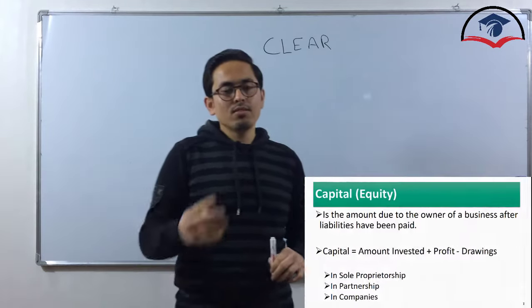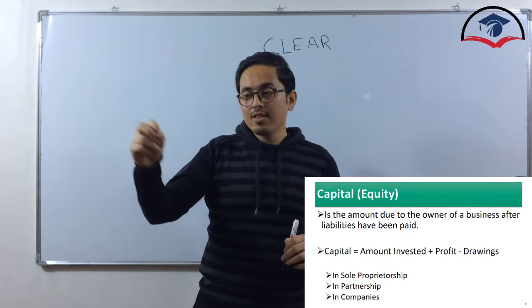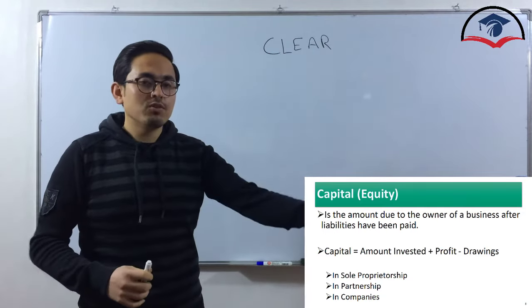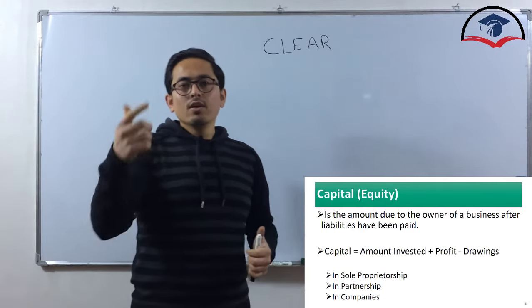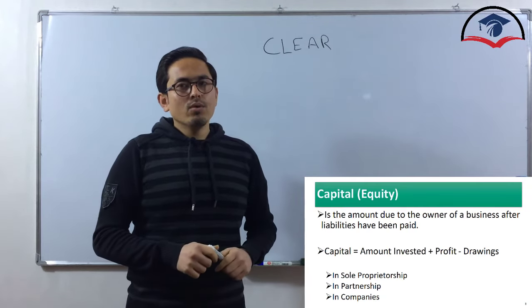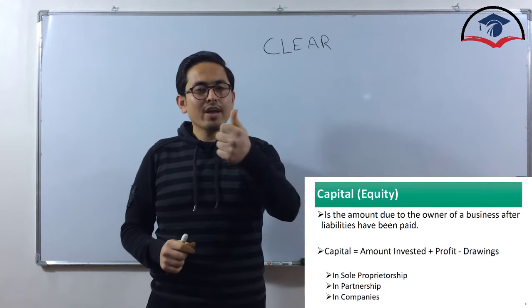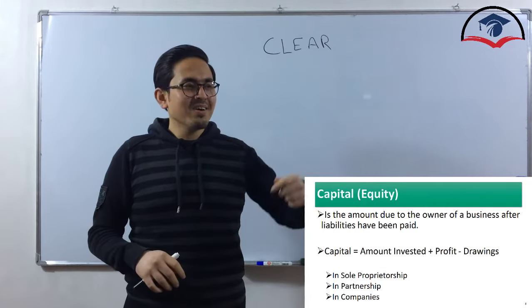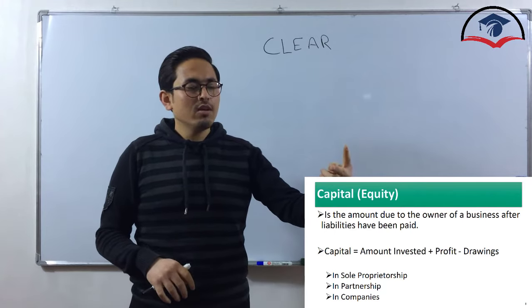Let's go to the capital, the third element. I told you the capital is the source of finance. That's the owner of the business. He is paying to us, and we will utilize that to purchase some asset or have it as cash for the liquidity of the business. So in simple words, capital is the amount due to the owner of a business after liabilities have been paid. You remember, we have received a capital of 1,000 and liability of 1,000.